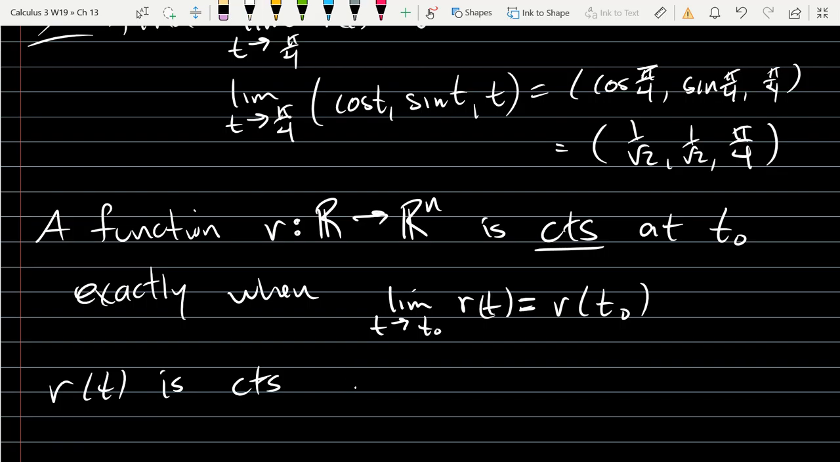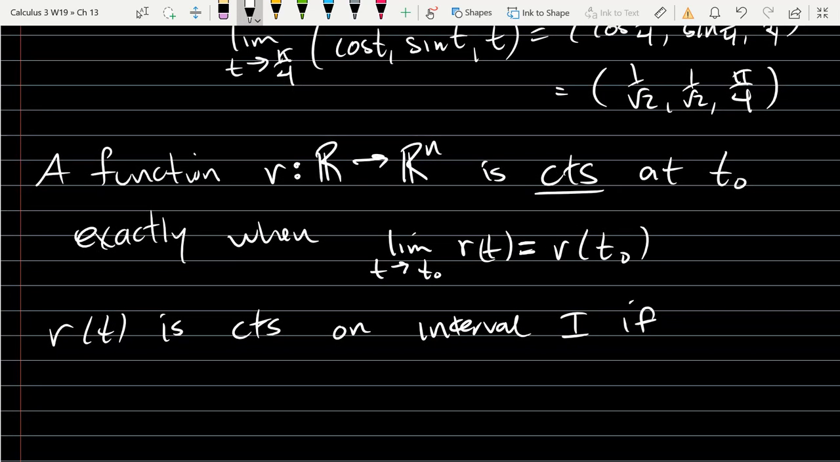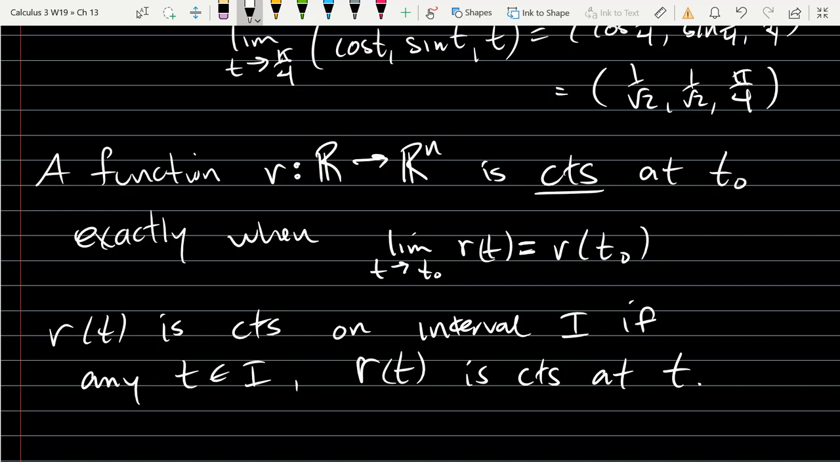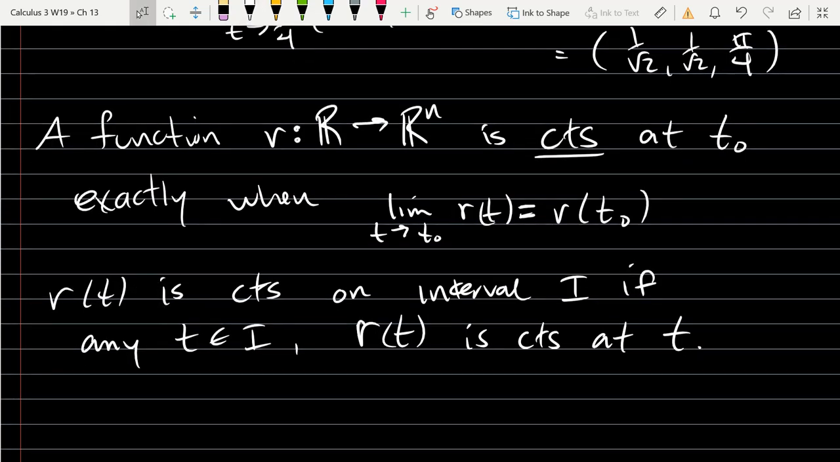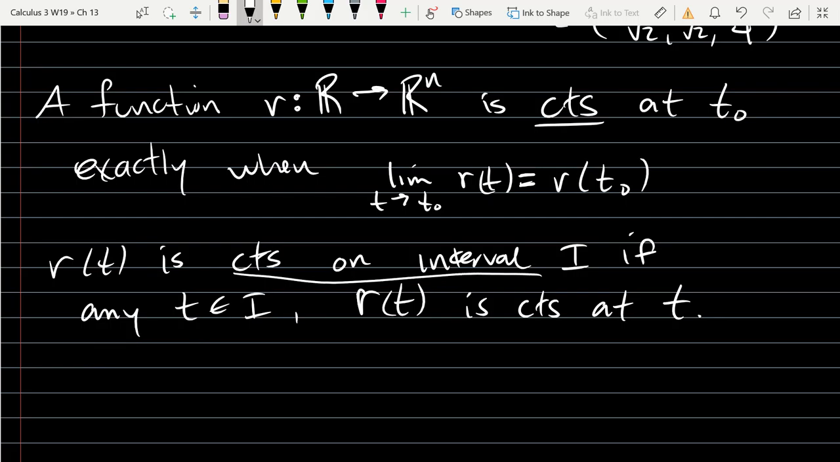So a function r of t is continuous on the interval I if, for any t inside the interval, r of t is continuous at t. So you're continuous on an interval if you're continuous at every point in the interval. You can't have left and right continuity using one-sided limits at the ends, but I'm not going to go that far into details of that. So continuous on an interval versus continuous at a point. And cts means continuous.